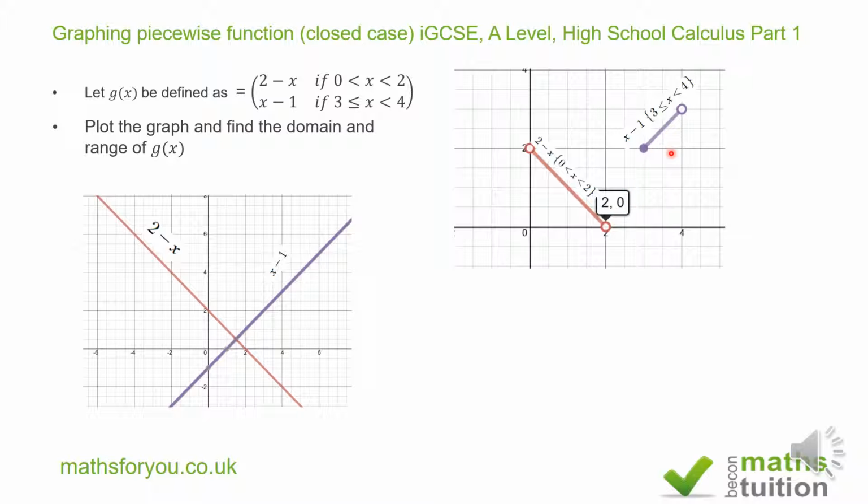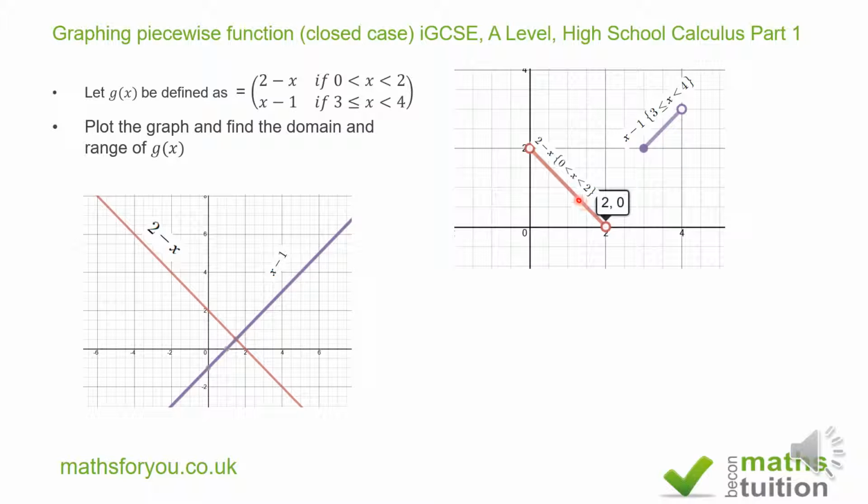Similarly, for x minus 1 with the restriction imposed, we've got the purple graph here. Note that in this purple graph, when x is 3, y is 2, the point 3, 2 has the circle closed because x can be equal to 3. Moving on, when x is 4, y is 3, the point 4, 3 is there, and it's open because x is not equal to 4.